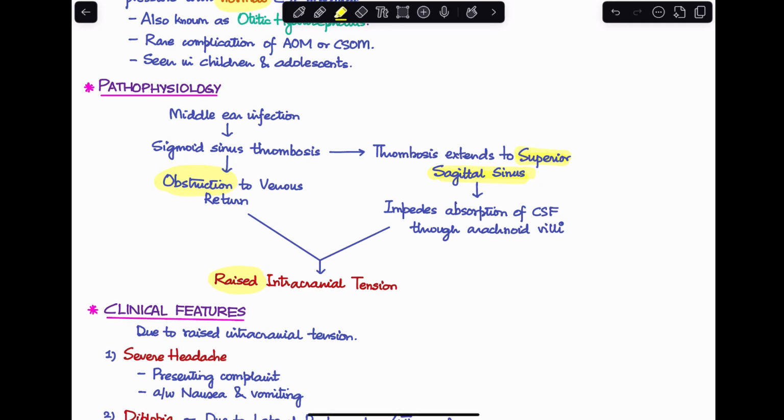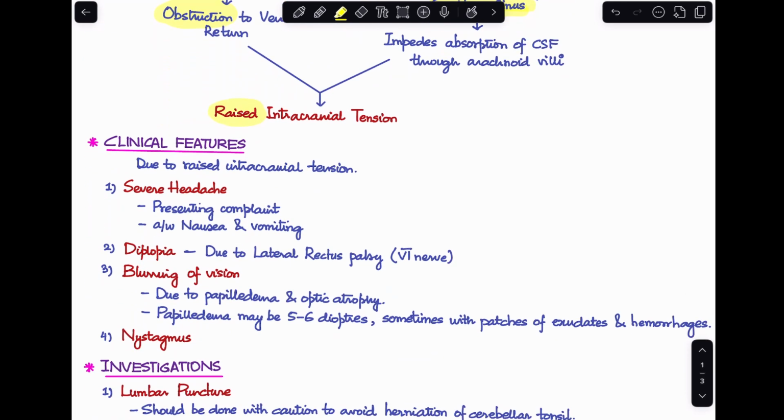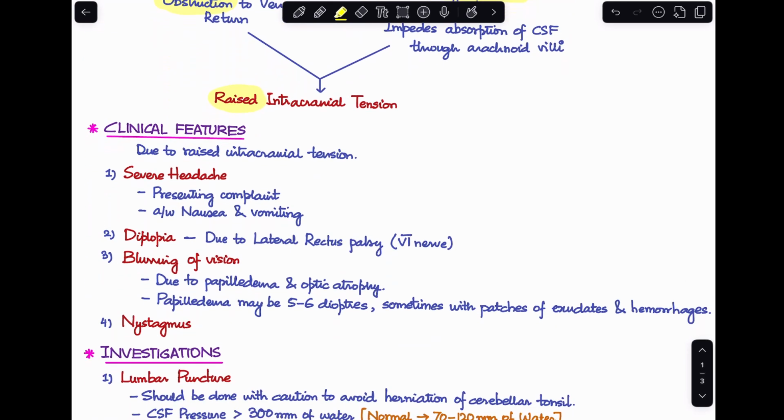Now, what are some clinical features that you will be seeing in such a patient? So, all the clinical features that we'll be seeing will be because of a raised intracranial tension. So, the most important presenting complaint over here is the presence of severe headache due to this raised intracranial tension. And this can be associated with nausea and vomiting.